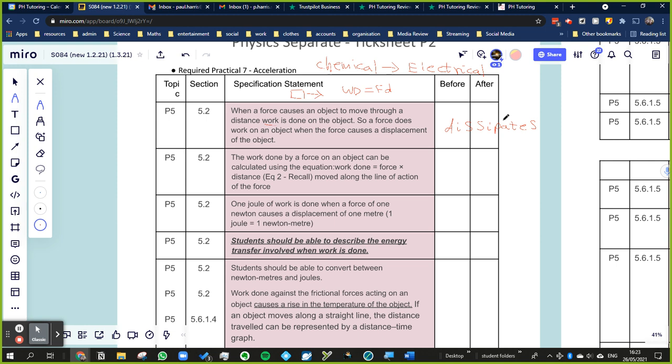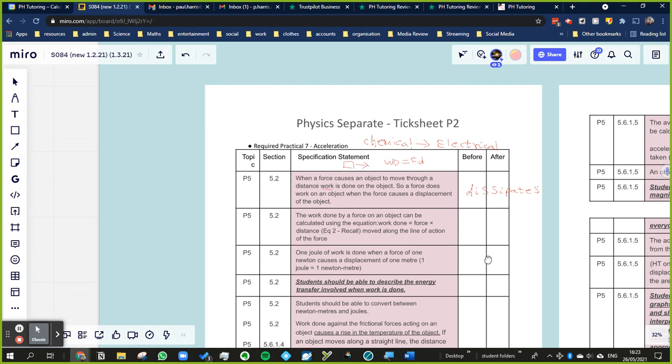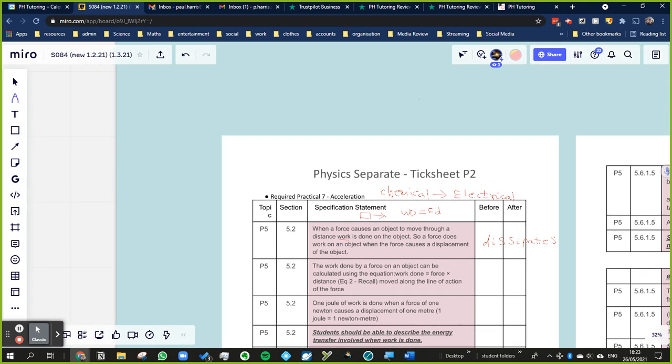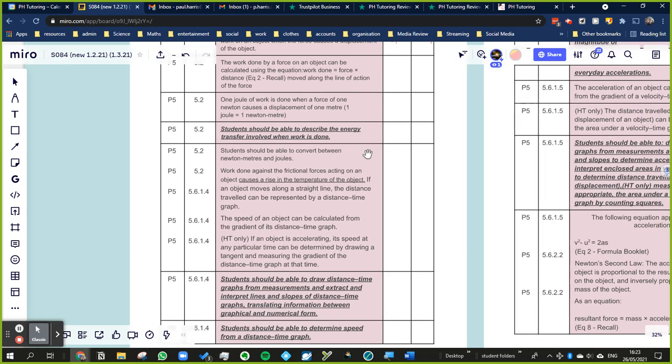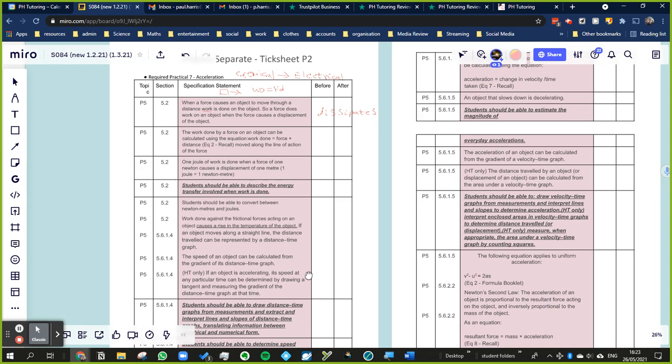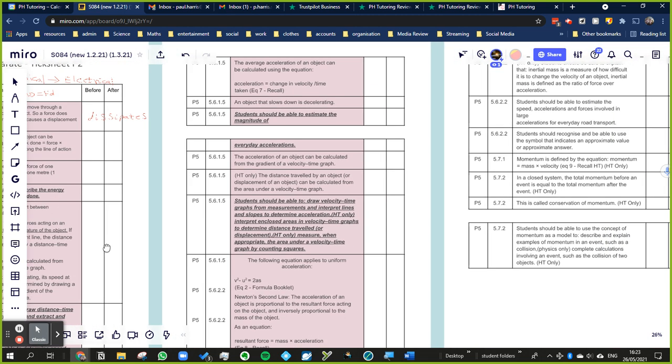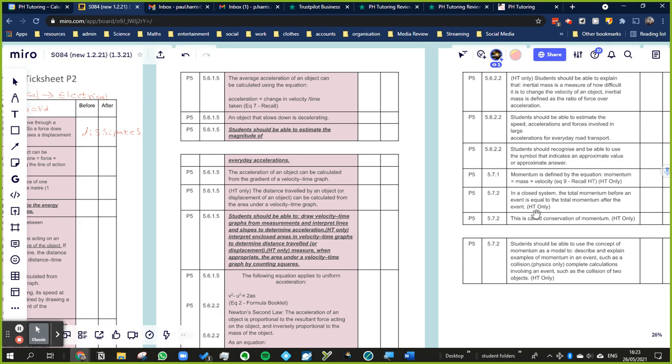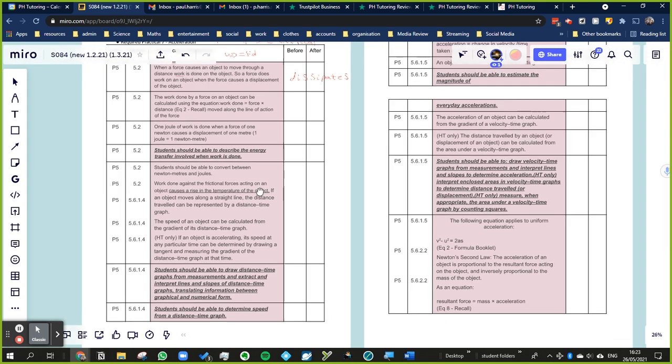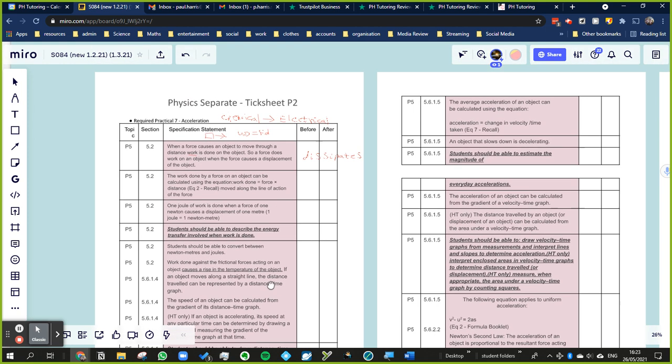The way in which people get caught out on this is, let's have a look at an example. Do we have to do kinetic energy? Is kinetic energy in here? Let's have a quick look. Doesn't look like it is, actually. Momentum. Okay, so we won't have to do it. I won't talk about kinetic energy then.